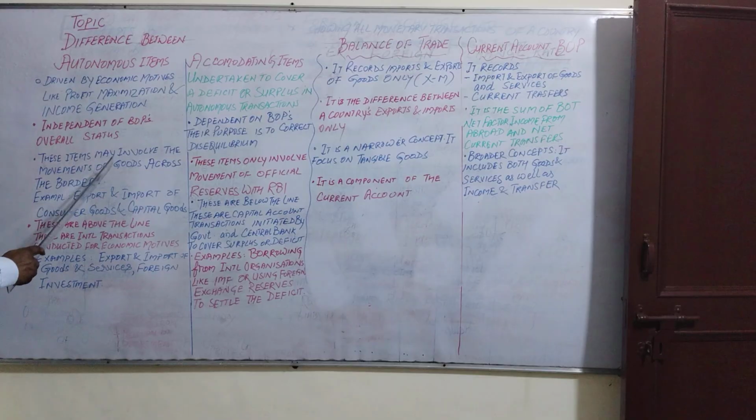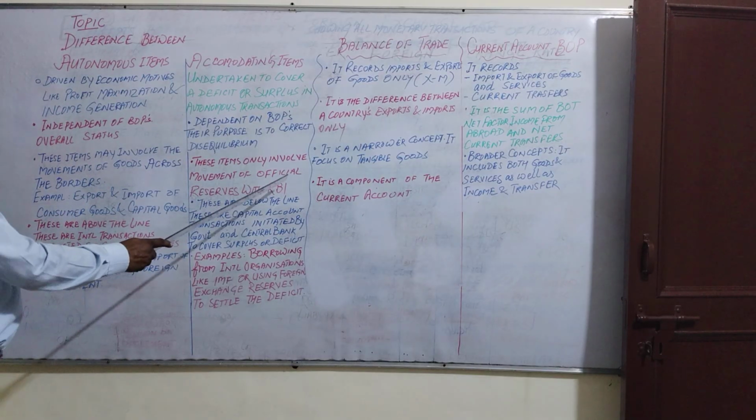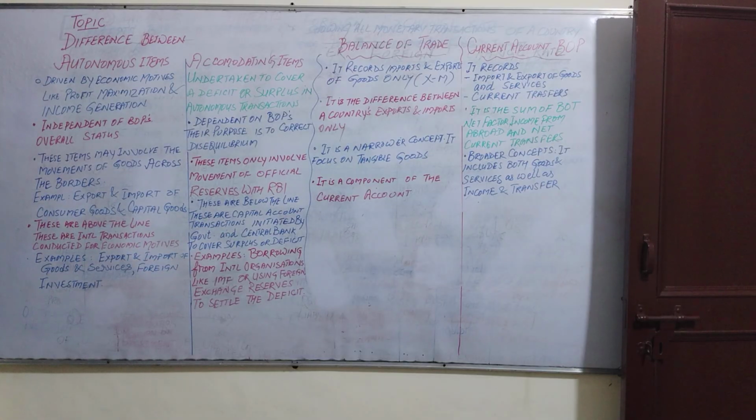Here these items may involve movement of goods across the border. Here, movement of official reserves with the RBI, Reserve Bank of India. So, for example, export and import of goods and capital goods under autonomous items are above the line. Why are we calling it above the line? Because these are international transactions conducted for economic motives, for example, exports and imports of goods and services, foreign investment, and so on.